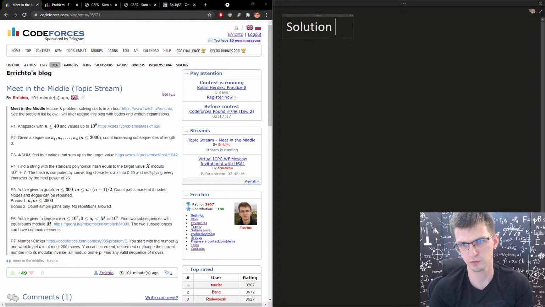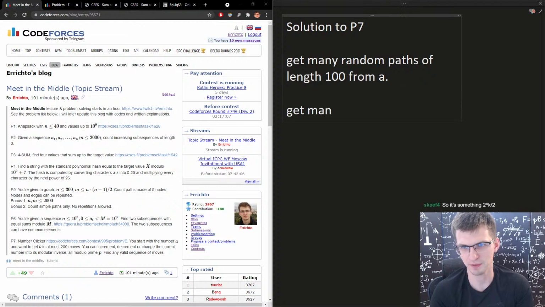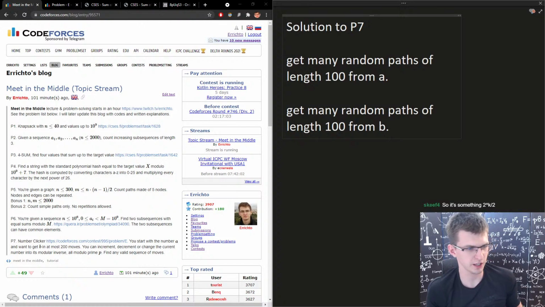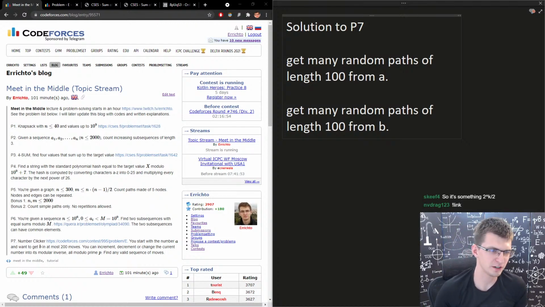So the solution to P7 is: get many random paths of length 100 from the start and get many random paths of length 100 from B, and make them meet. Instead of really thinking about this 2^k or 3^k, anything like that, we just do what we can in time.